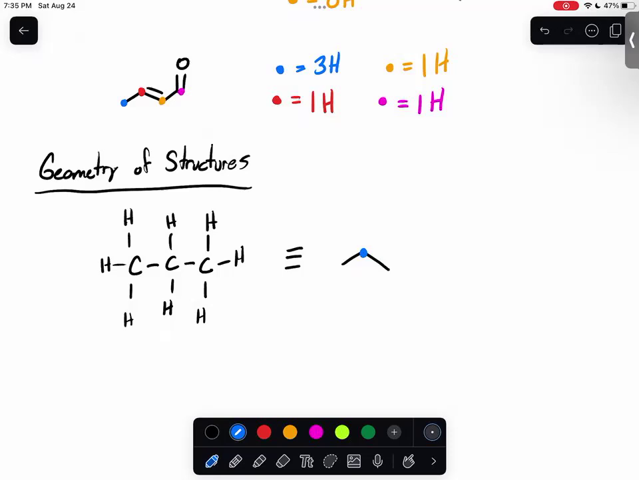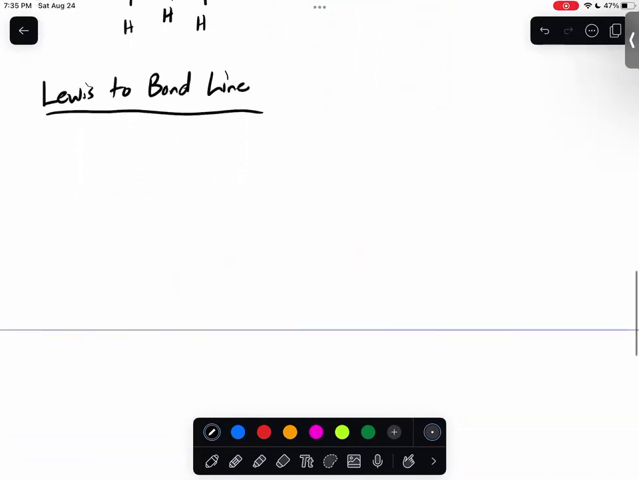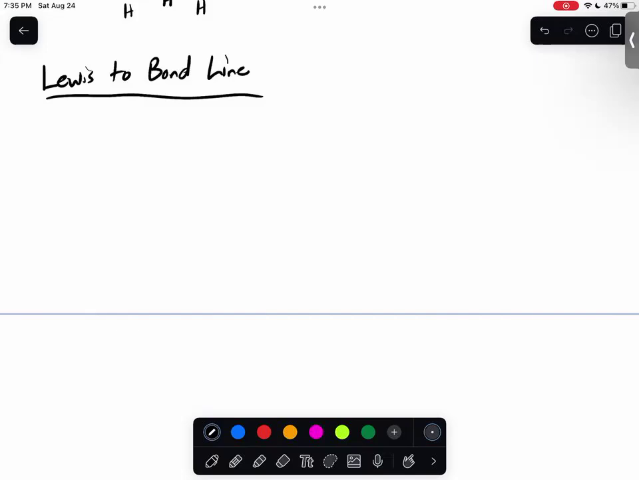But let's hop into looking at some more examples of how we can convert these Lewis structures into bond line structures. We're just going to do some Lewis to bond line. We're going to start with some simple Lewis structures and work our way up to some things that are slightly more complex. And then we're actually going to do the opposite, where we're going to look at converting from bond line to Lewis structures.